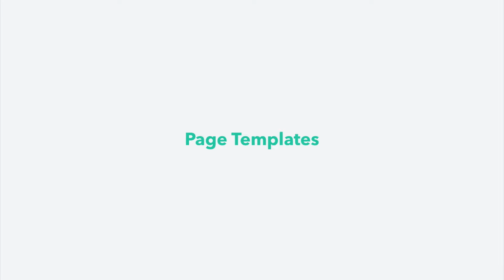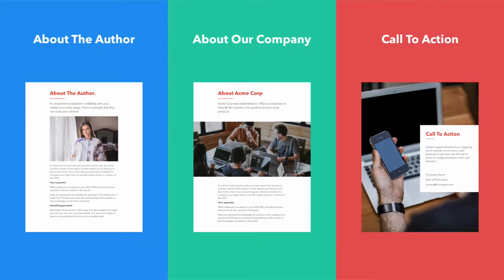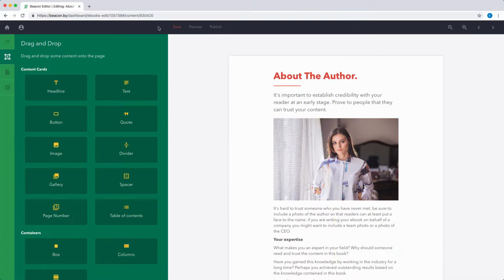There's some content that you'll find yourself needing in every lead magnet. Pages like About the Author, About Our Company, or even certain calls to action will always be the same no matter what lead magnet you're creating. So it's a waste of time to have to recreate that same page every time you want to use it in a different document. In this example, I'm going to convert this About the Author page into a template so I can add it to other lead magnets quickly.